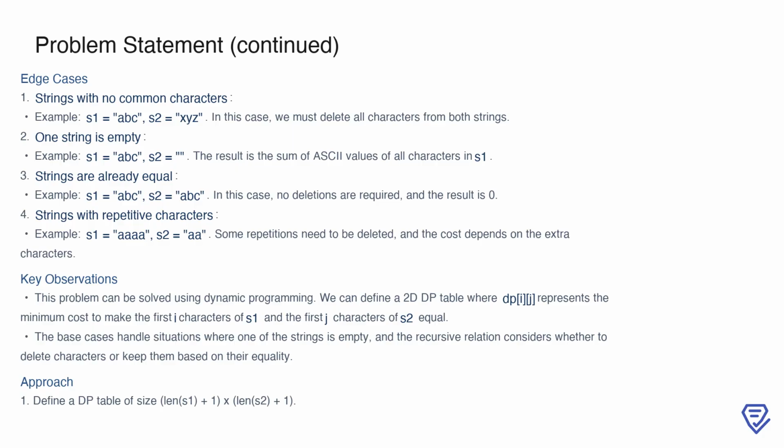To solve this problem, we can use a dynamic programming approach. We define a 2D DP table where dp[i][j] represents the minimum cost to make the first i characters of S1 and the first j characters of S2 equal. The base cases handle situations where one of the strings is empty, and the recursive relation determines whether to delete characters or keep them based on their equality.